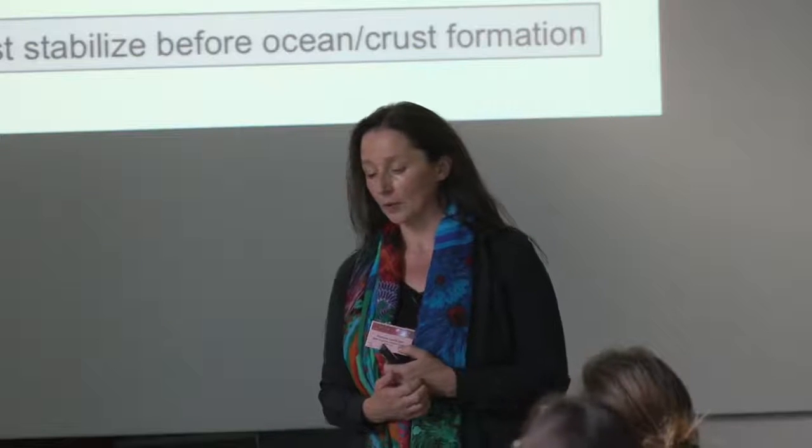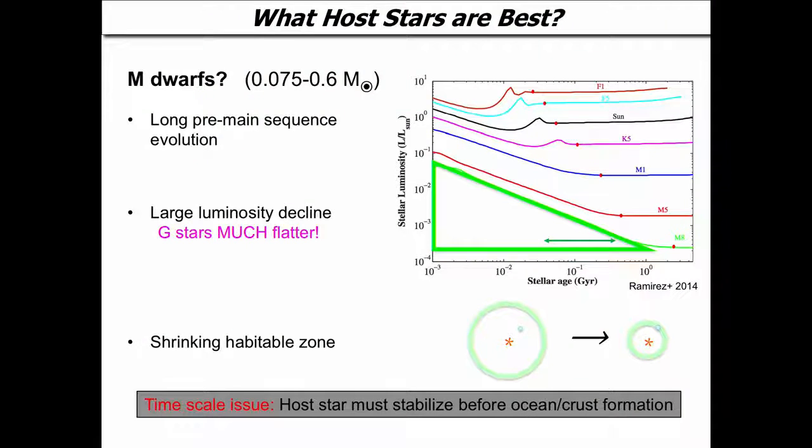So another issue with M-dwarfs, if we ask ourselves what are the best host stars, is that they have a very long pre-main sequence evolution. The luminosity decline for G stars is much flatter. What you see here is a plot, again, stellar age against stellar luminosity for F stars, G, F, another F5 star, Sun, K5, M1, M5, and M8. So decreasing temperature and masses.